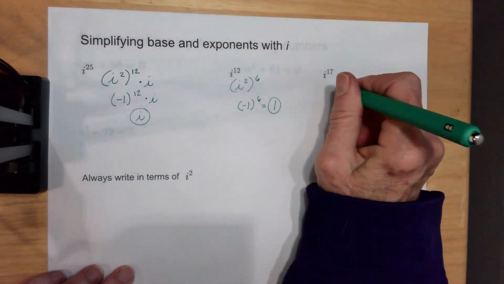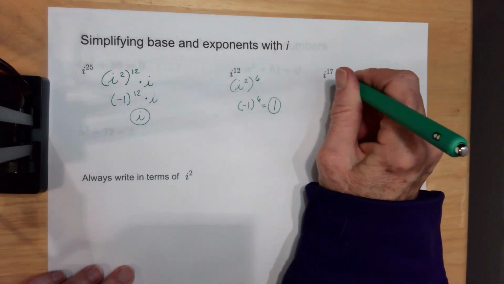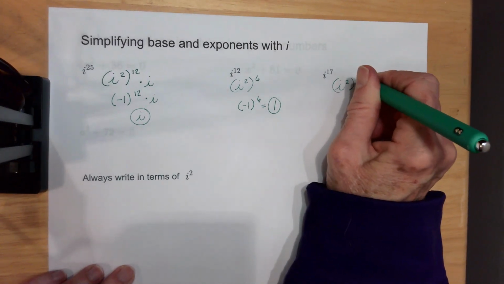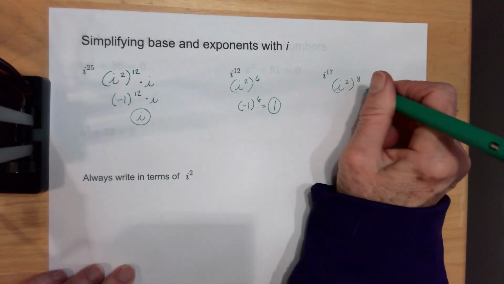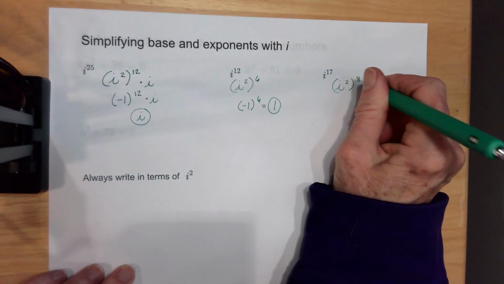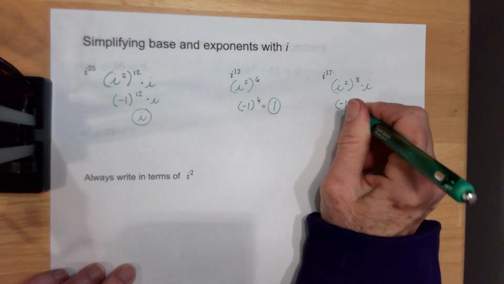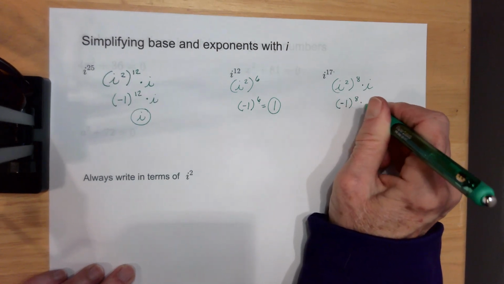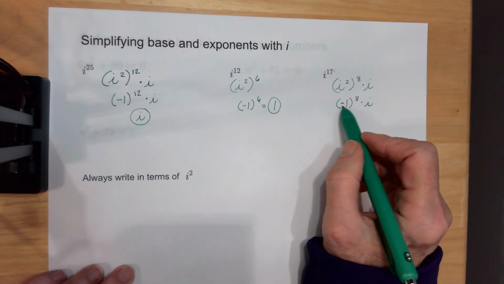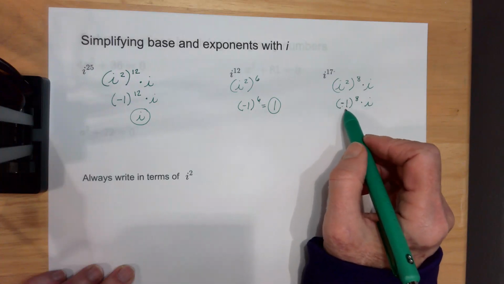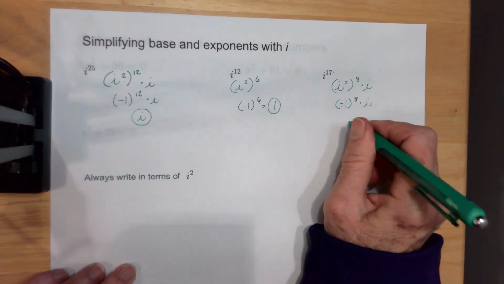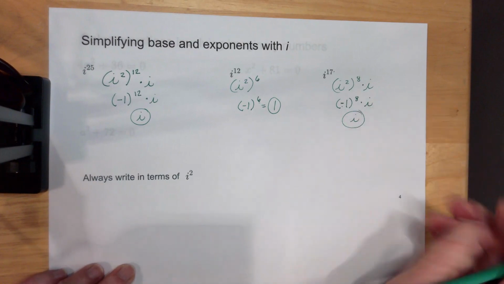i to the 17th is an i squared raised to the 8th power. That's going to give me 16. I would need one more i to make it 17. So I have a -1 to the 8th power times i. -1 to the 8th is 1. 1 times i is simply i.